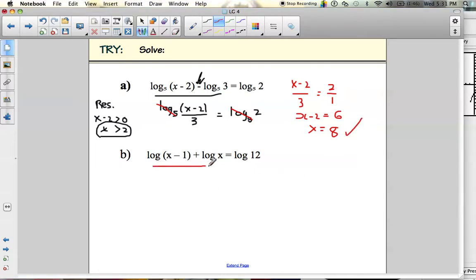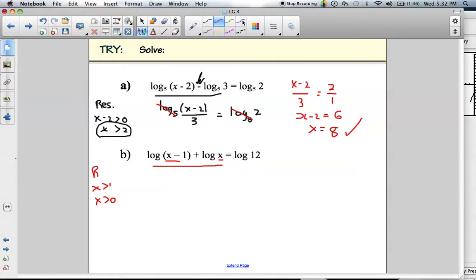Okay, B. So let's make this into a single log. Let's do a restriction first. Forgot about that. So our restriction here is, there's the argument, and there's the argument. There are 2 arguments with an x. So here, you're going to get the idea. You're just taking the opposite of that. So it's x greater than 1. And this is x greater than 0.